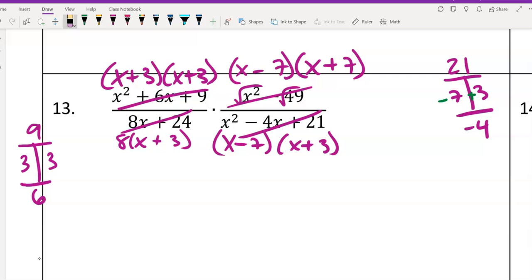All right, so now that we have all of our factors written out, we can go ahead and start canceling our matching pairs. We have an x plus 3 here and here, x minus 7 here and here. Ooh, and another x plus 3 pair. What are we left with? x plus 7 over 8.